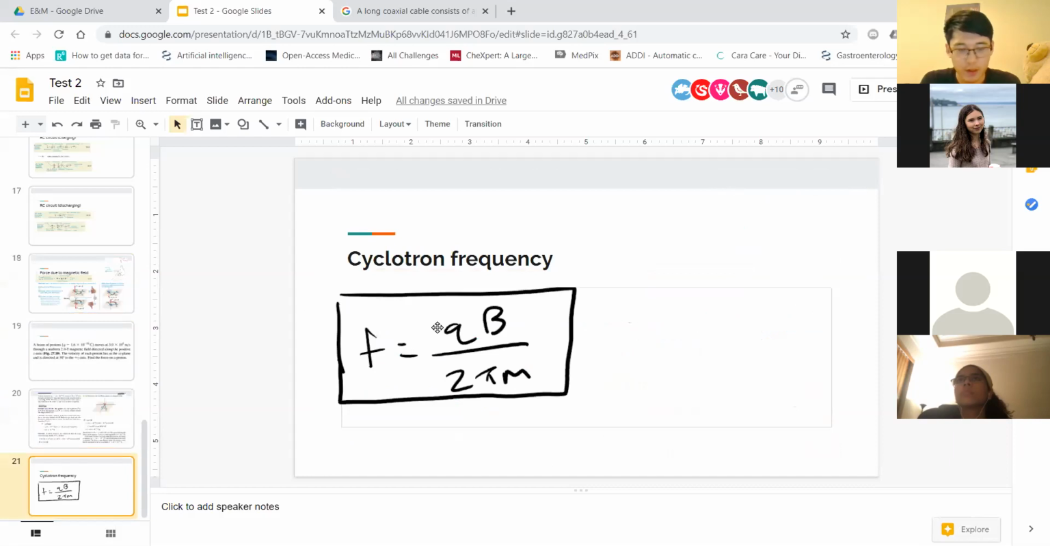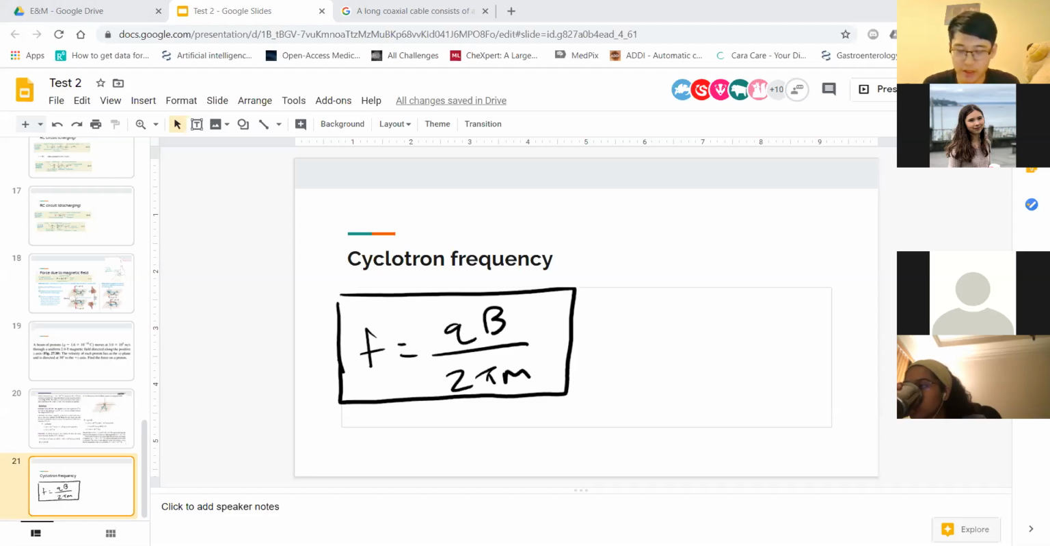And finally, the last thing he wanted to talk about was cyclotron frequency. It's actually not very well covered in the book, but basically you have a cyclotron. Let me try to draw this out. Anyways, a cyclotron is basically a circular accelerator. It accelerates an electron around in a circle. And the reason it's so useful is because the frequency doesn't depend on how fast the electron is.